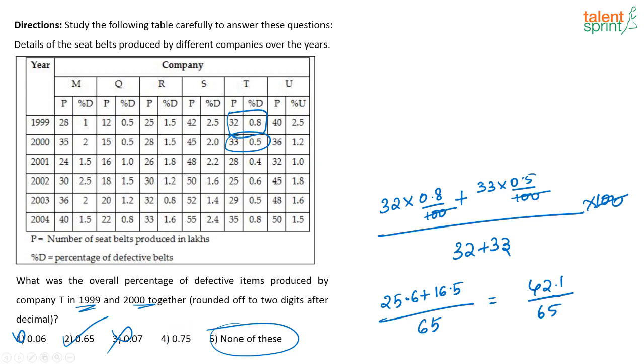0.75 means 3 by 4. Definitely you will not get exactly 3 by 4 here. By looking at the values, you can say that. You still have none of these options there. It will be 0.65. Yes.